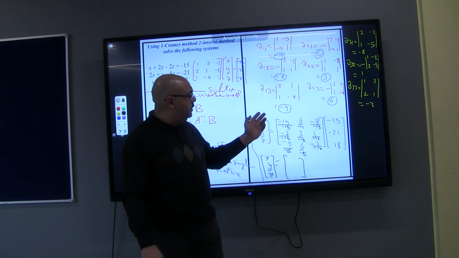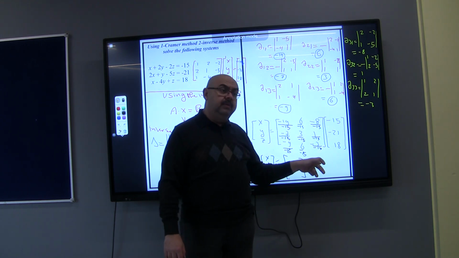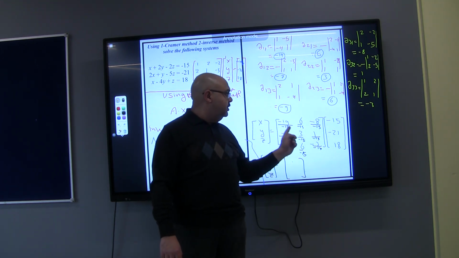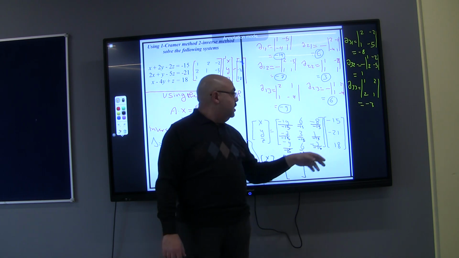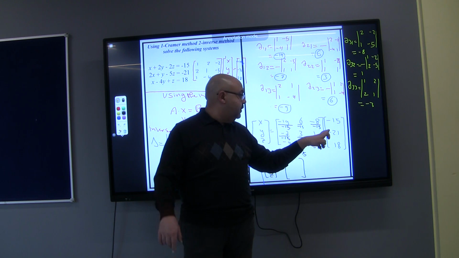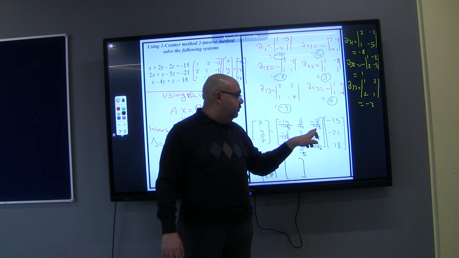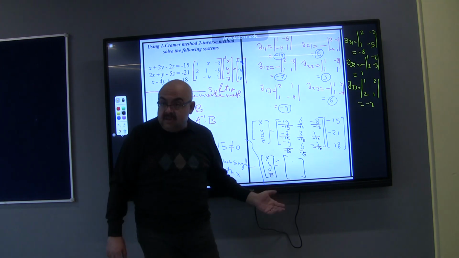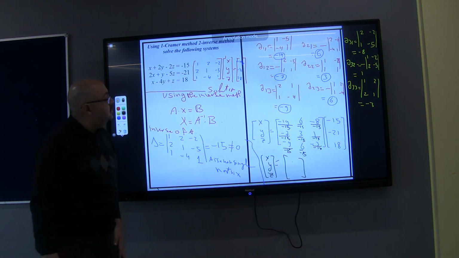Remember, we multiply the row by the column. So the first element is going to be negative 19 over negative 15 times negative 15, which is 19. Then 6 over negative 15 times negative 21. Then plus positive 8 over 15 times 18. And then you will get the value of x, similarly y, similarly z.